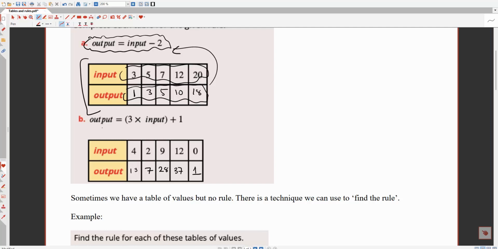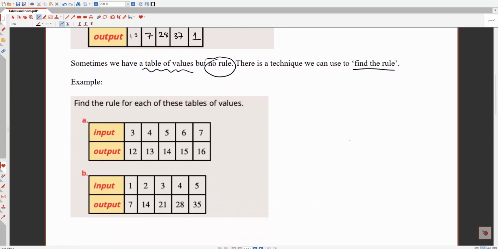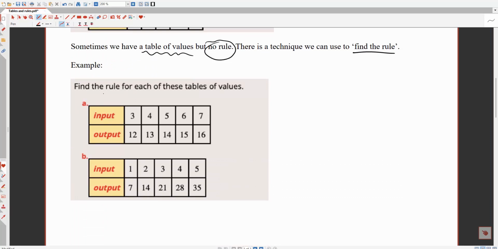Okay, so what you can see here is that we've been using the rule to complete the table of values. Now, there's a scenario where we get given the table of values, but we don't have a rule. And what we'll be asked to do is to find the rule. So you could use a bit of trial and error, but I'm going to show you a technique that you're going to use a lot over the next few years to try and find the rule for these types of scenarios. So we can see here when the input is 3, the output is 12. When the input is 4, the output is 13, etc., etc.